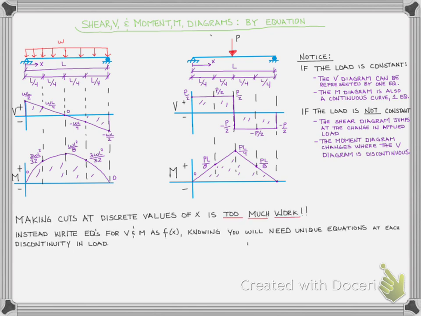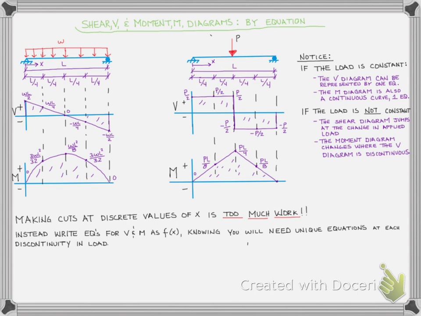But I would say that if we have to make too many cuts, what if we needed them at L over 16 and then L over 8 and 3L over 16 and L over 4 and then 3L over 8? Like it could go on forever, right? What if instead we could make cuts as a function of X? So we could just say, hey, here's the moment as a function of X and put in any X value. Or here's an equation for the shear as a function of X and put in any X value. That would be a lot more efficient. It would be much less work, right? So we could be efficient.